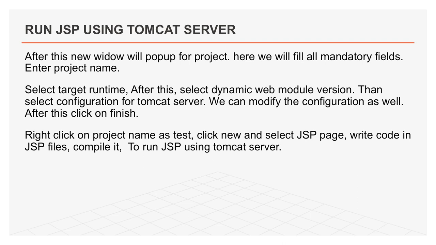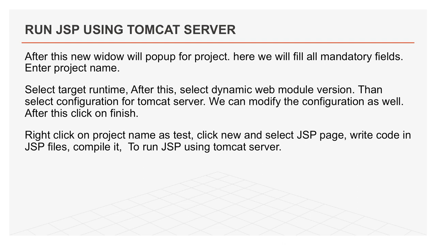After clicking on finish, it will display the project structure as shown in the figure. Now we need to add a new JSP page to run on the Tomcat server. So right click on the project name, select New, and select JSP page. Write the code in the JSP file that you want to run. You can also write code such as welcome to JSP and compile it.